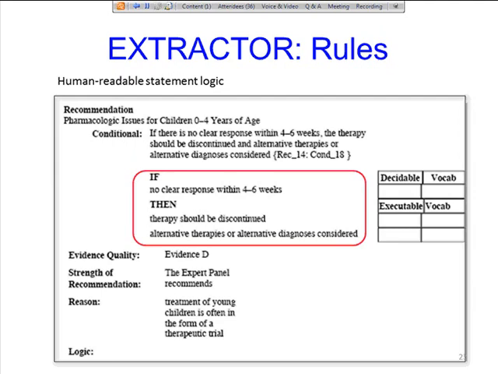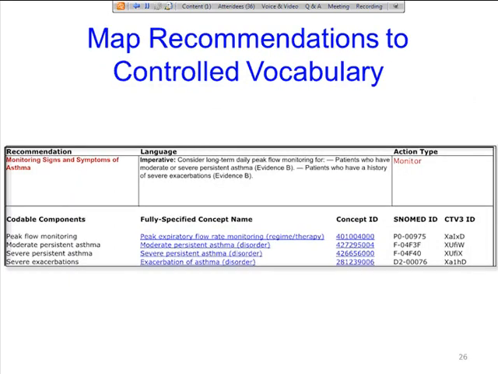Excellent. We have the condition, if there's no clear response within 4 to 6 weeks, and the actions: an action therapy should be discontinued, alternative therapies or alternative diagnoses considered. So we get all of these manipulated into a format that is different from, but certainly compatible with, the narrative guideline. The narrative had all of this structured in paragraphs. Hopefully it was all present. And we've been able to systematize it using the gem cutting process.